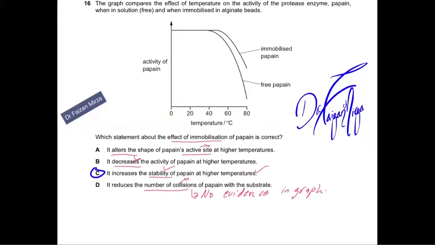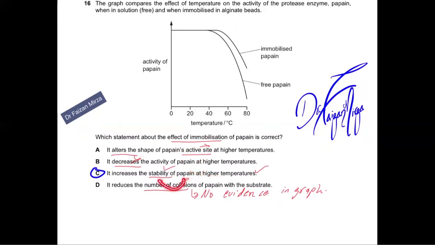Which statement about the effect of immobilization of papain is correct? It alters the shape of papain's active site? No, if the active site was altered, then the reaction would not take place. It decreases the activity of papain? No, if anything it increases. There's no evidence there. It increases the stability of papain. Yes, that's because it had structural support from the alginate beads. That's why it stayed firm and its active site did not get distorted as easily.